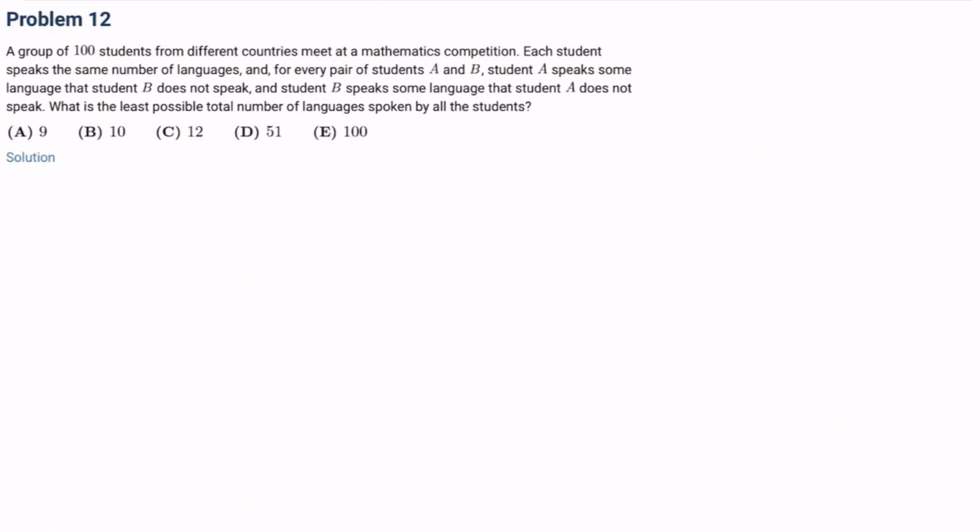Number 12, a group of 100 students from different countries meet at a math competition. Each student speaks the same number of languages, and for every pair of students A and B, A speaks some language that B does not speak, and B speaks some language that A does not speak. What's the least possible total number of languages spoken by all the students?